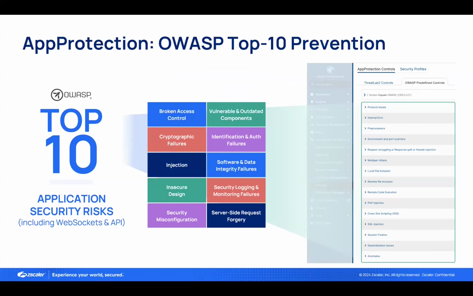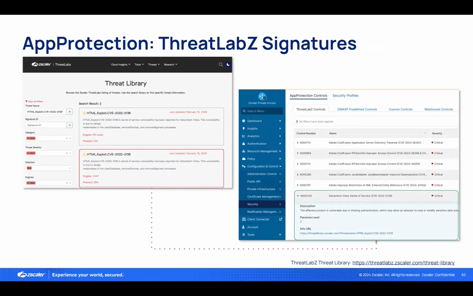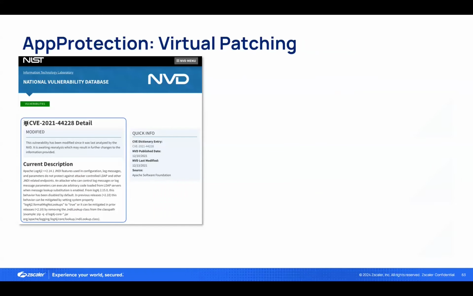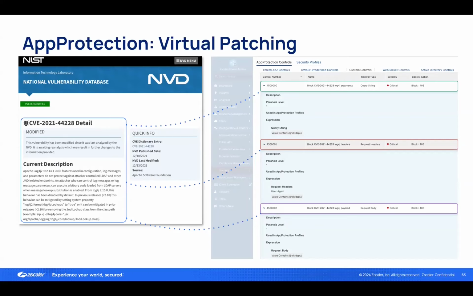One of these is the OWASP Top 10 Prevention model. This will allow Zscaler to identify and prevent attacks against applications that map to the top 10 application security risk as identified by the Open Worldwide Application Security Project. AppProtection also leverages the Zscaler Threat Labs research to generate threat labs control based on signatures from exploits that our security research team is seeing in the wild. Additionally, AppProtection is capable of performing virtual patching by applying security controls to block specific attacks that are being leveraged by threat actors and reported as CVEs.